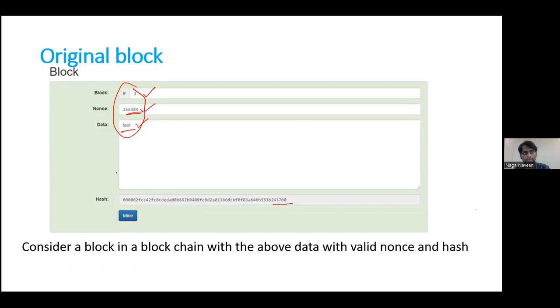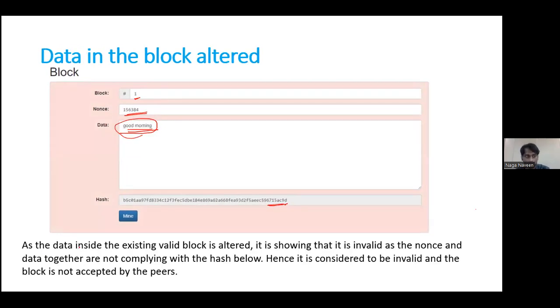Whereas in the previous case, it was in green color, right? Now, as the data inside the existing valid block is altered, it is showing that it is invalid, as the nonce and data together are not complying with the hash below. Hence, it is considered invalid and the block is not accepted by the peers because it is invalidated. How to make it valid?